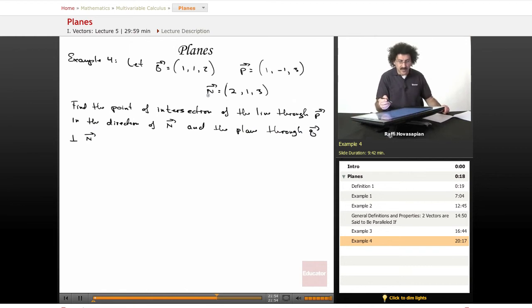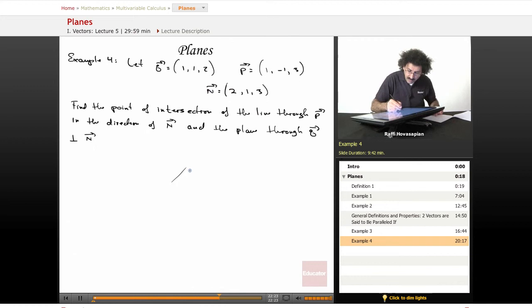Okay, so we have these 3 points, 3 vectors. We want to find the point of intersection of the line that passes through P and is moving in the direction of N, and the plane that passes through Q and is perpendicular to N. Okay, so this is often the case. You'll be given just some random points, and you have to draw it out, I mean, draw it out in 2 space or 3 space so that you can see what it is that's going on, so that you can decide what equations to use, what to set equal to what.